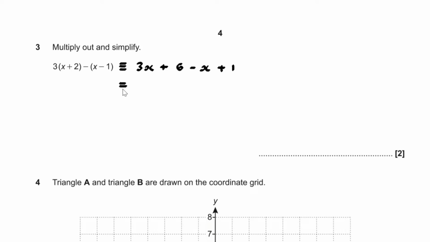And if we work out what this is equal to, 3x subtract 1x is 2x. 6 plus 1 is 7. So we end up with the expression 2x plus 7.